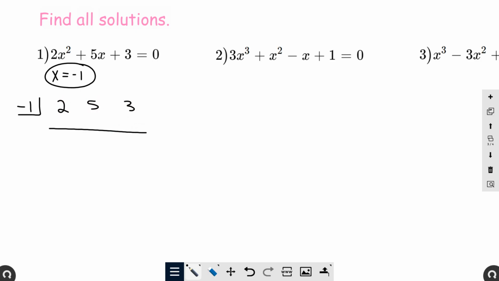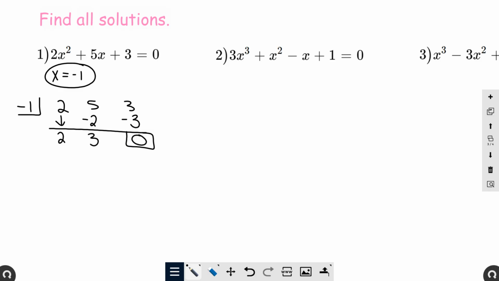2, 5, and 3. And then what do we do with our first number? Bring it down. And then multiply by what's in the half box. So negative 1 times 2 is, and then 5 minus 2 is, and then negative 1 times 3 is, and 3 plus negative 3 is 0.